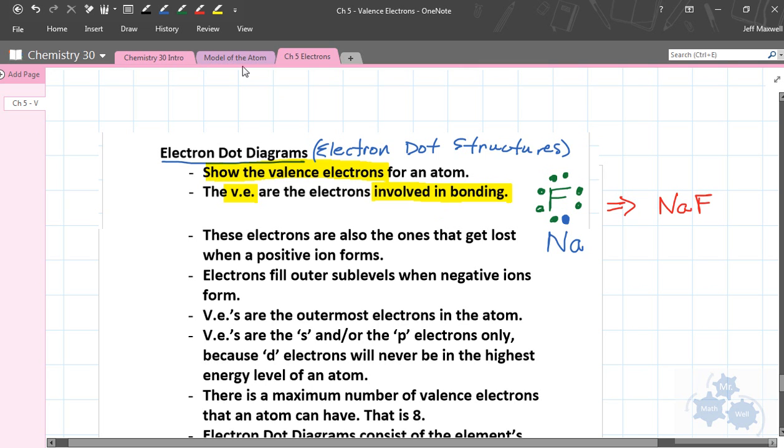All right. So what else do we know? We talked a little bit about this already. The valence electrons are the ones that get lost when a positive ion forms. So they're the ones that leave, the extra electrons. And electrons fill these outer sublevels when negative ions form. So there's electrons that fill the outer shell.